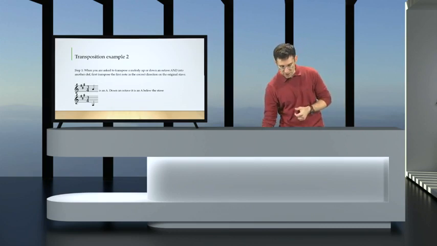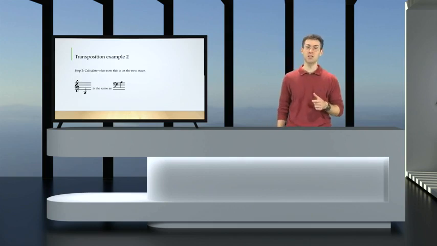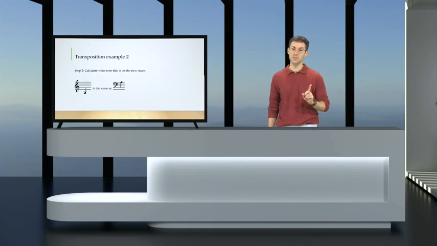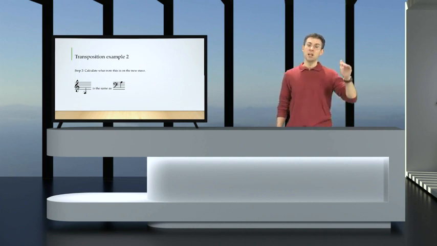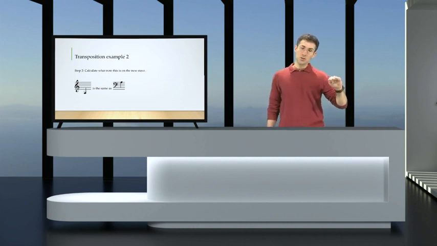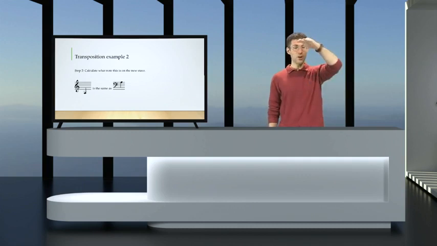Okay, now that we know what the note is in the treble clef that we need to start on, step two is to take it into the bass clef. So there it is. Calculate what the note is on the new stave. Okay, so an A below the treble clef, on the second ledger line of the treble clef, is the same as the bass clef top line. Okay, they are both A's.